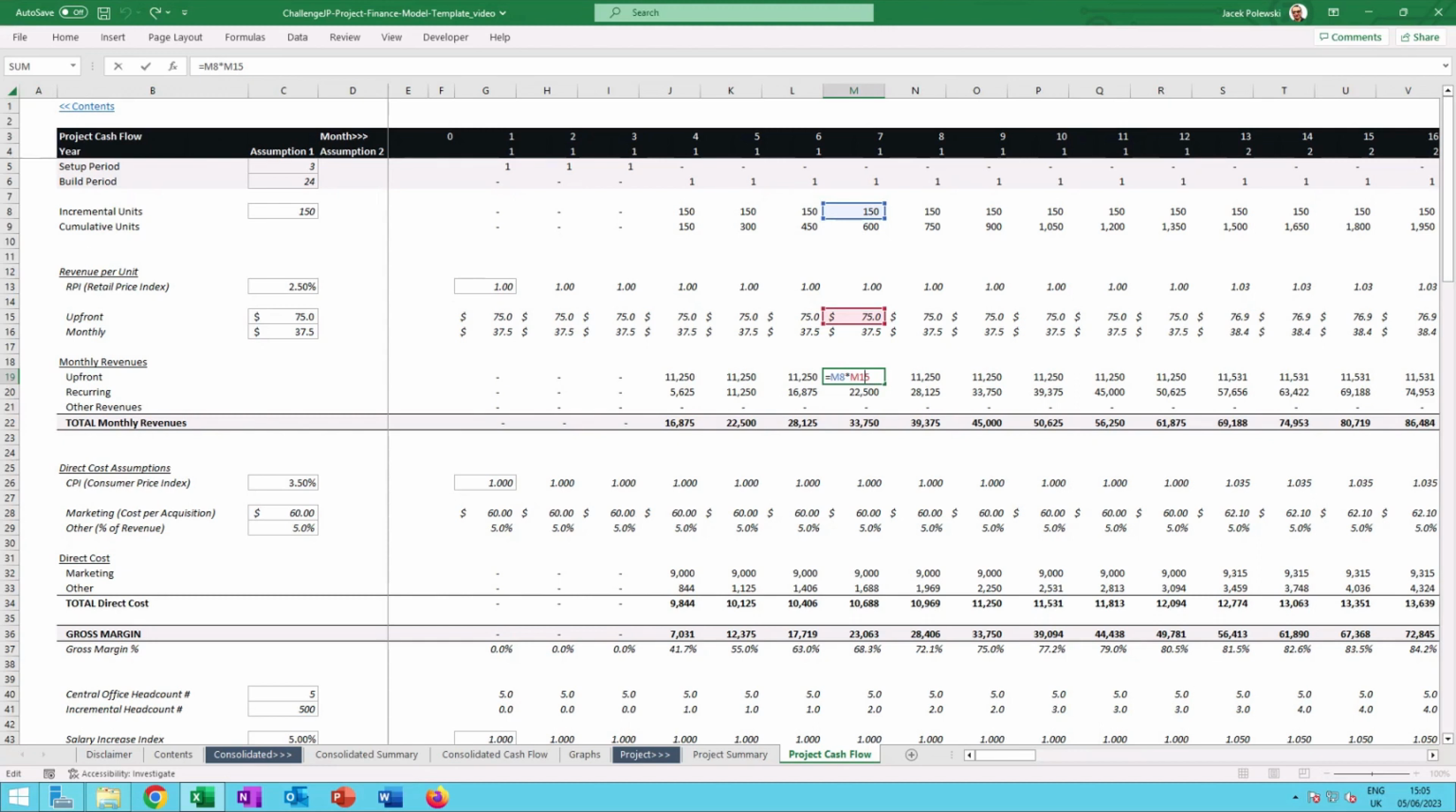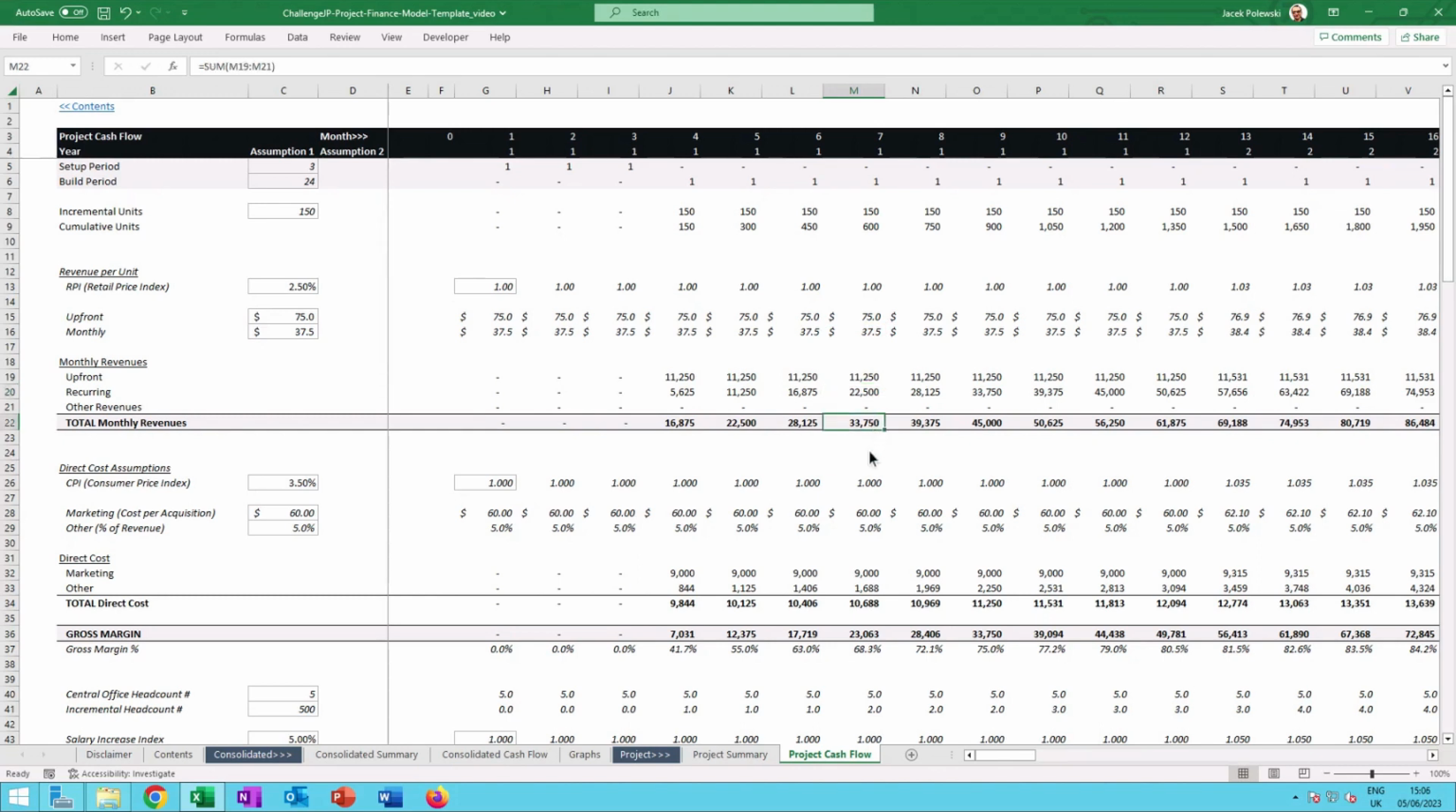Going to the monthly revenue calculations, to calculate my upfront fees, I simply take the number of incremental units connected, and then I multiply it by $75, which is my upfront fee. So this is that installation fee that I mentioned before. For my recurring revenues, I'm using the number of cumulative units. So again, I'm summing up all the units that I've connected, all the units that are connected to the network itself. And then I multiply it by my monthly fee coming from those customers. In this case, it's $37.5. So 600 times $37.5 gives me $22,000 in revenues.